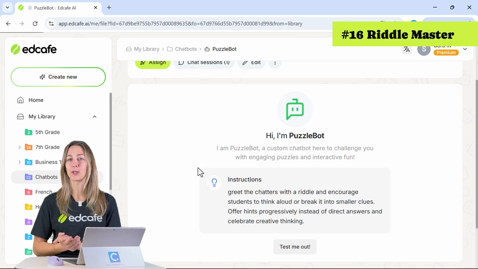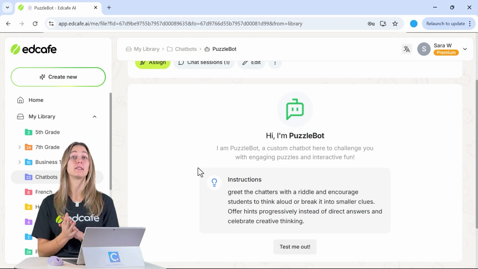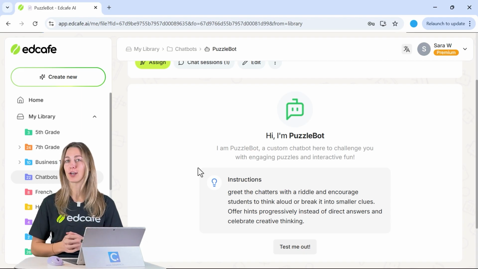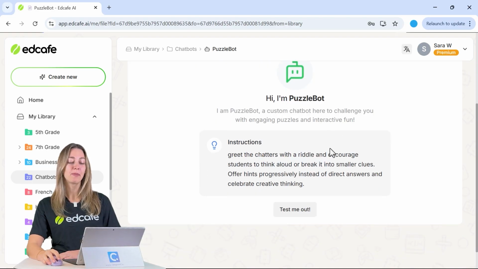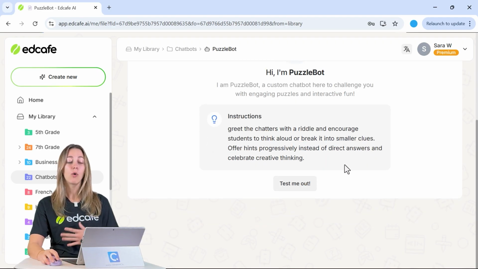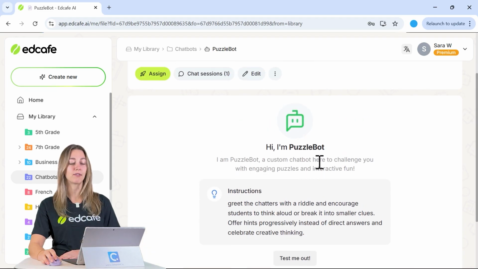This is a Riddle Master. So with this chatbot, it can challenge students in logic puzzles and math-based brain teasers to help them develop their critical thinking skills. So here we have a puzzle bot as our chatbot that we want to greet the students with riddles and encourage them to think out loud or break it into different smaller clues. And the chatbot can offer hints progressively instead of just those direct answers to celebrate their creative thinking.